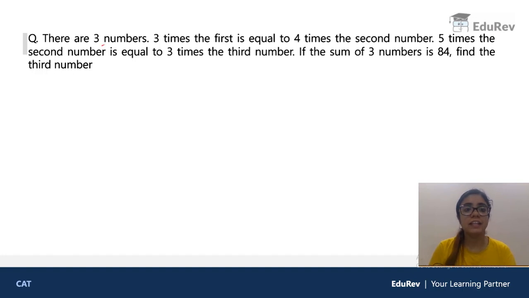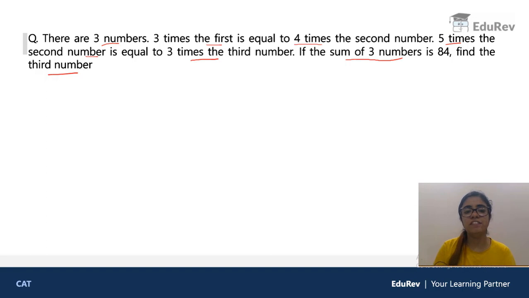It says there are three numbers. 3 times the first is equal to 4 times the second number. 5 times the second number is equal to 3 times the third number. If the sum of three numbers is 84, find the third number. Okay, so they've given the relation of first and second and third. They've given the sum and they are asking you what is the third number.